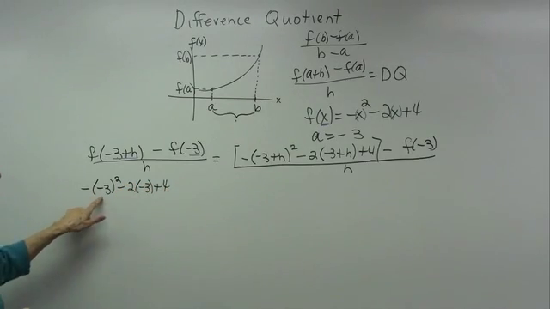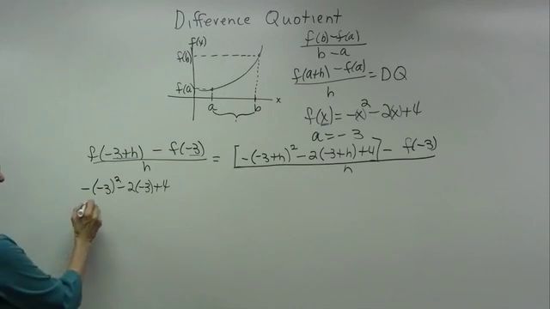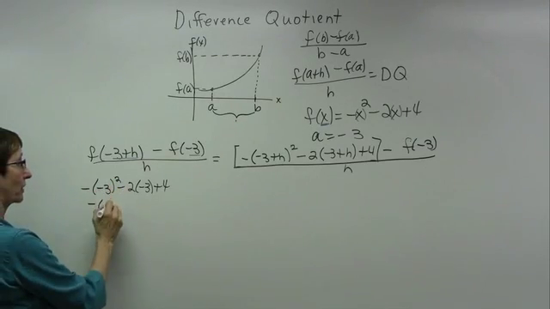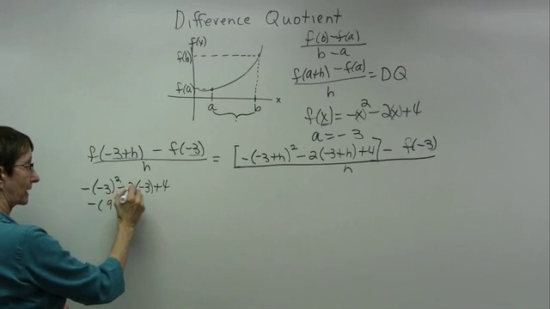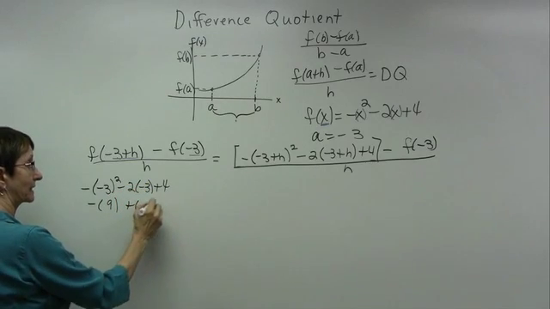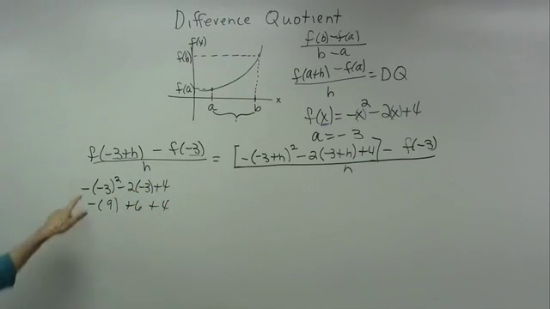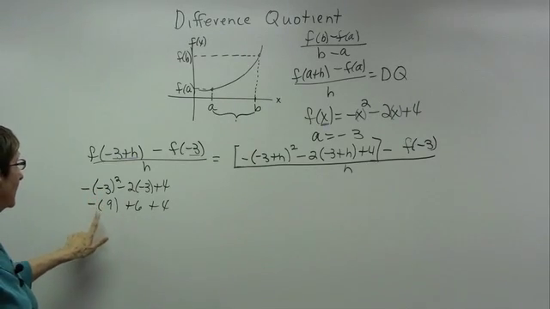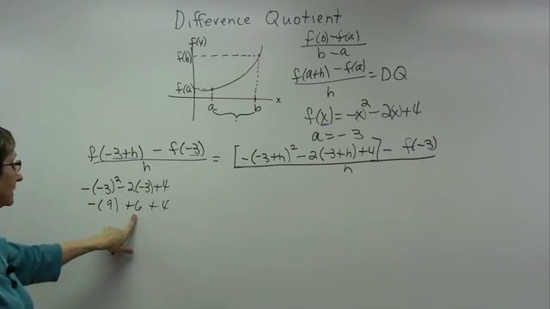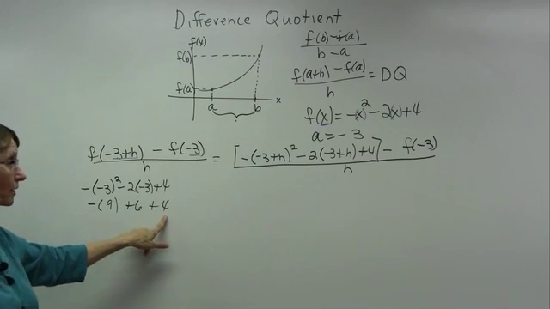So watch out for this notation. It's a negative, and then negative 3 squared is 9. Negative 2 times negative 3 is plus 6, and then plus 4. So this is something that students tend to have trouble with, so be very careful. Negative 9 plus 6 is negative 3. Negative 3 plus 4 is 1.